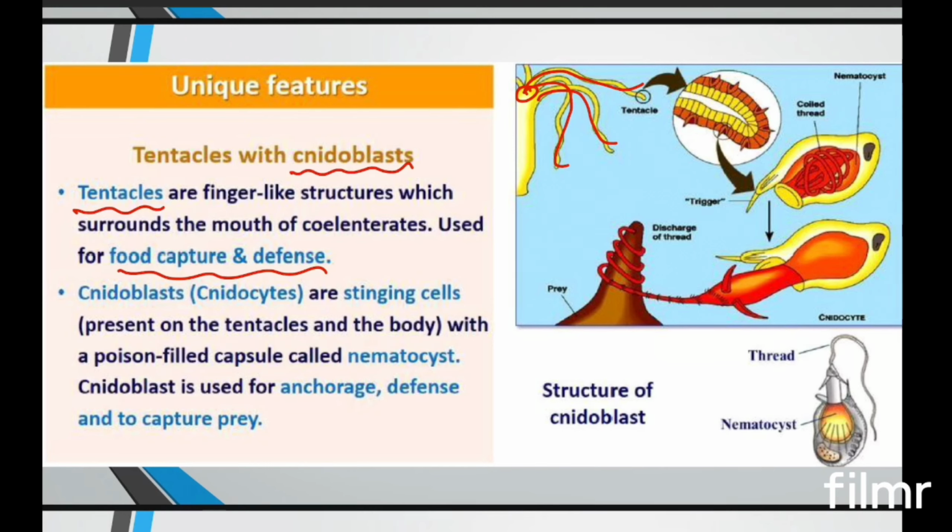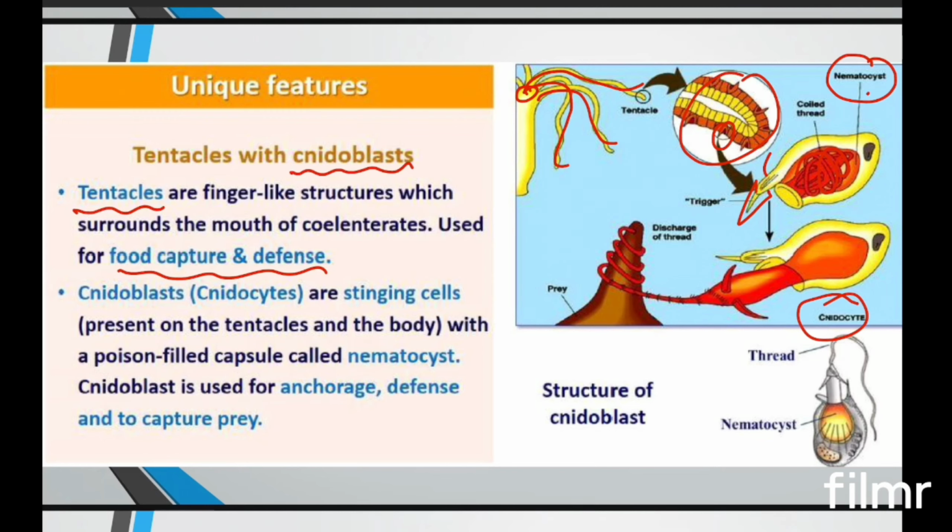So if you are taking the structure of the tentacle, you can see that inside that there will be some specialized cells, which have a sting-like or trigger-like structure, and inside you can see a coiled thread-like structure. The entire cell we call the cnidoblast, or cnidocyte. You can see that this is the entire cell, the cnidocyte, and inside it the nematocyst is also present. So the entire cell is the cnidocyte, and inside it the nematocyst is present.